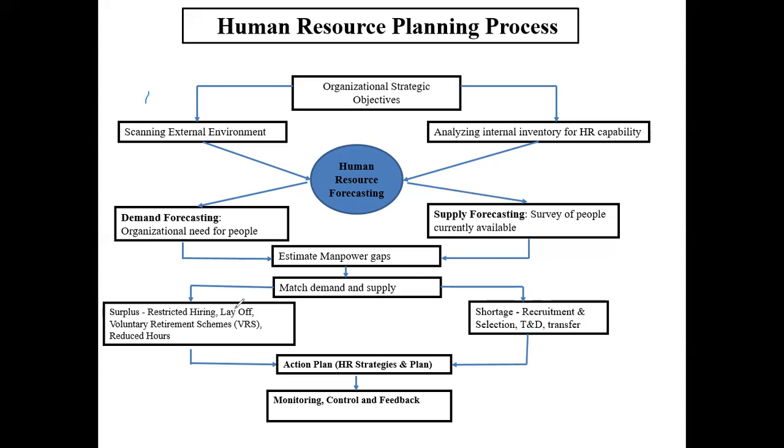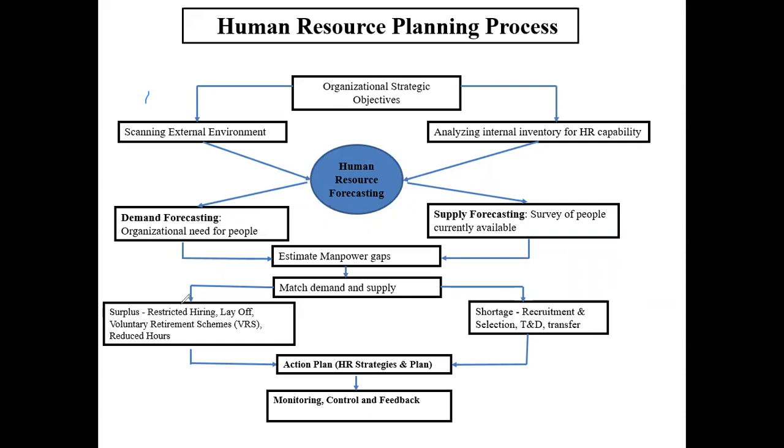Then there could also be an alternative way of addressing surplus, which we call voluntary retirement schemes. In voluntary retirement schemes, it is opened up to individuals that are nearing the retirement age but are not currently due. Such people can be given the option to go on early retirement in lieu of getting the benefits that are due them.